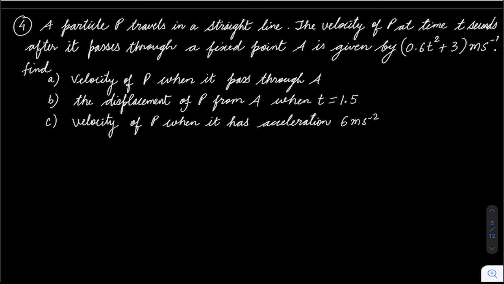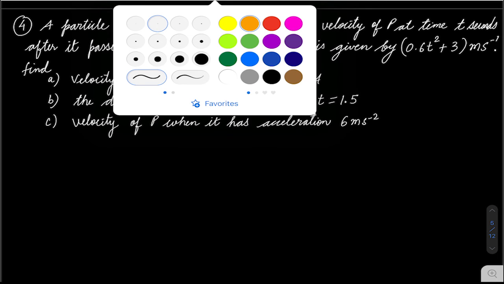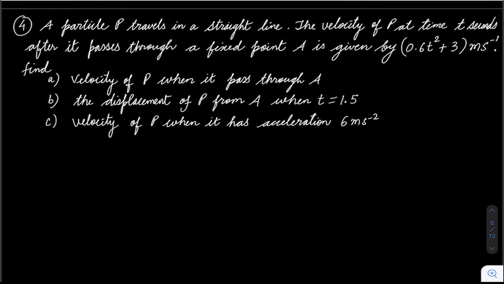Okay, so basically it is saying that at time t equal to 0, the particle is at A. That's what they are saying actually. Okay. And find the velocity of P when it passes through A. Displacement of P from A when time is this. Okay. So many parts. So let's try solving one by one. So let's first try the A part. Velocity of P when it passes through A.